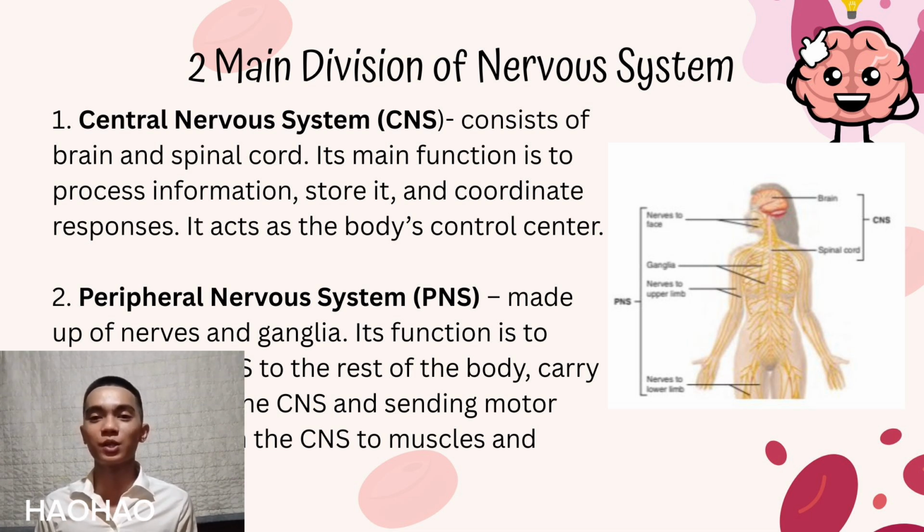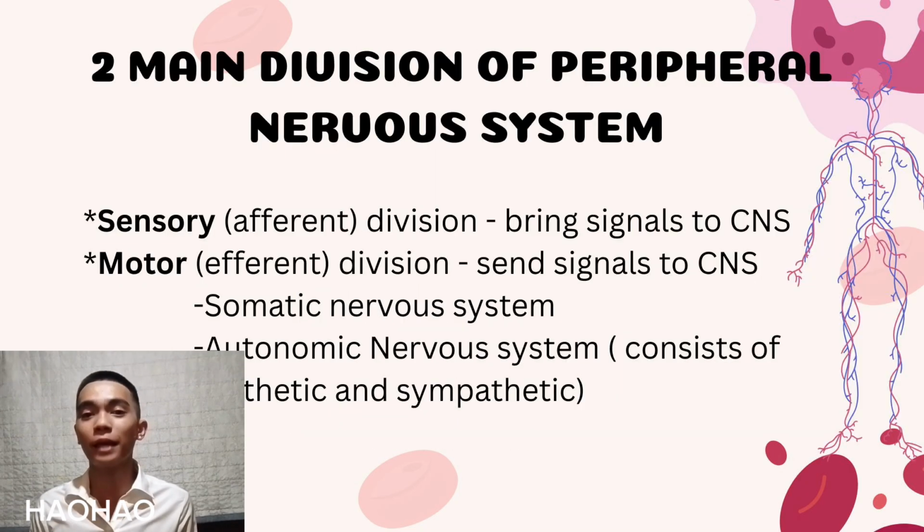And the peripheral nervous system or PNS is made up of nerves and ganglia outside the central nervous system. Its function is to connect the CNS to the rest of the body, carrying sensory information to the CNS and sending motor commands from the CNS to muscles and glands. There are 2 main divisions of the PNS, which are the sensory or afferent division and the motor or efferent division. The sensory afferent division brings signals to the central nervous system, while the motor division sends signals from the CNS.